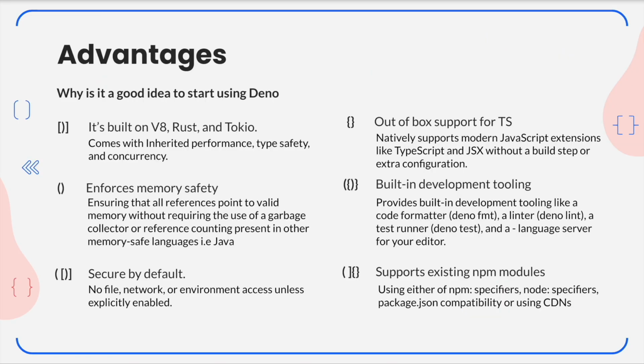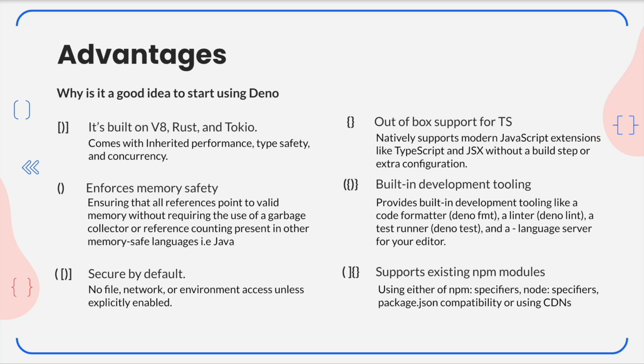Although we have gone through many of its advantages in earlier sections, let's quickly brush through them for better understanding. Deno is built on V8, Rust, and Tokio, hence comes with inherited performance, type safety, and concurrency. It enforces memory safety by ensuring that all references point to valid memory without requiring the use of a garbage collector or reference counting, which is present in other memory safe languages. It is secure by default by not providing file, network, or environment access unless explicitly enabled. TypeScript and JavaScript are first-class citizens for Deno.